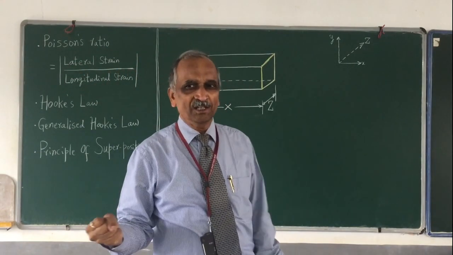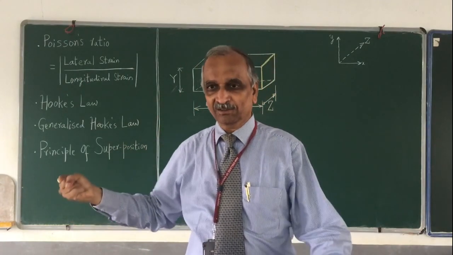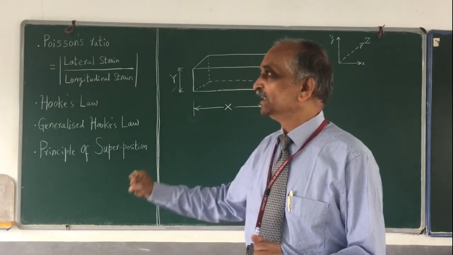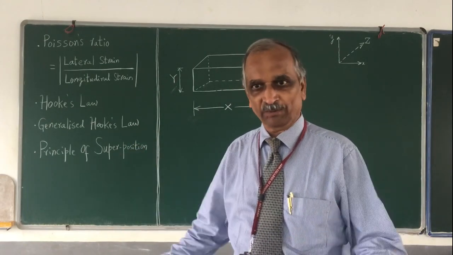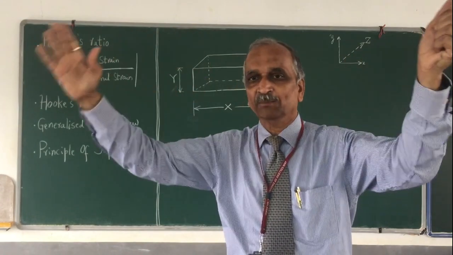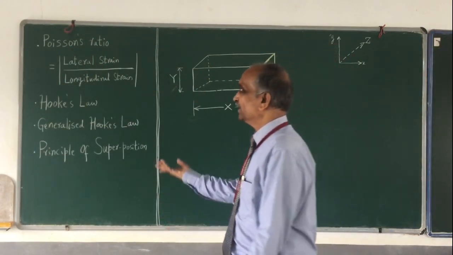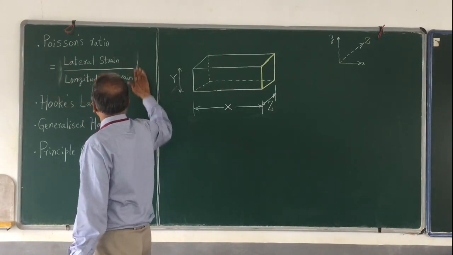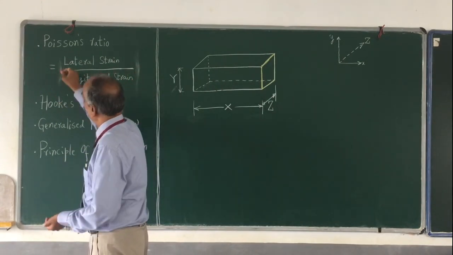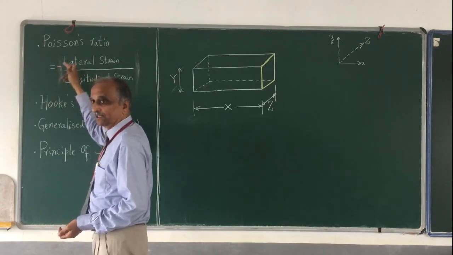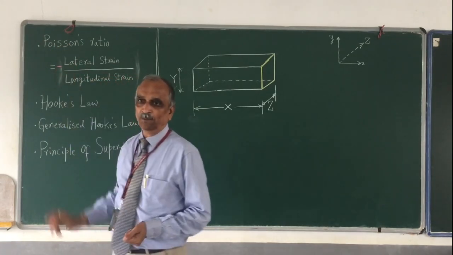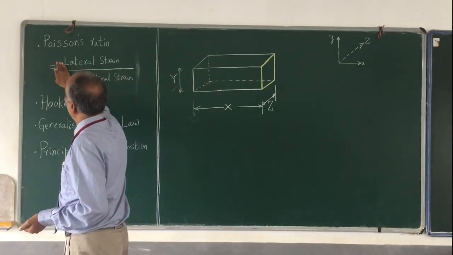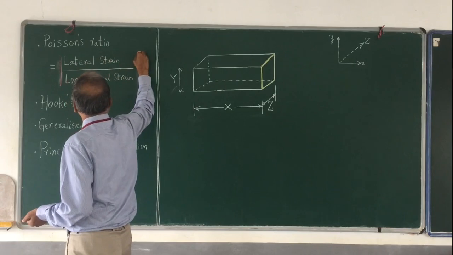And I don't want a property of a material to be a negative value, so we want to make it positive. How to make it? The best way is to take the modulus of that. There is another way of defining it. If you don't want the modulus, then we put a minus sign at the beginning. Minus of this ratio is what is called Poisson's ratio. You may have this minus sign, or you may have the modulus.